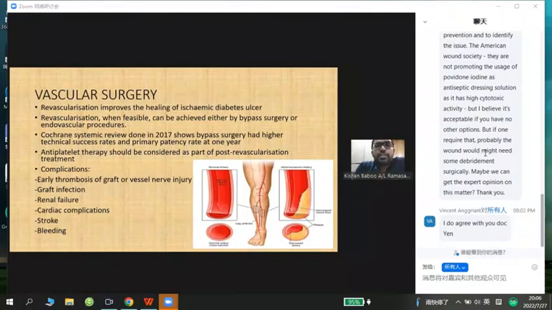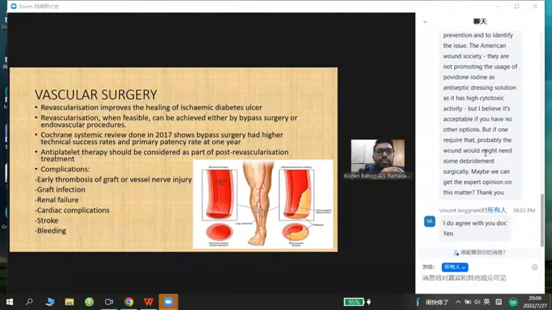The next is vascular surgery. Revascularization improves the healing of ischemic diabetic ulcers. When feasible, it can be achieved by either bypass or endovascular procedures. Some surgeons prefer bypass, some doctors prefer endovascular procedures. A systematic review done in 2017 shows that bypass surgery has a higher technical rate and primary patency rate at 1 year. Post-revascularization, usually we start them off on antiplatelet therapy.